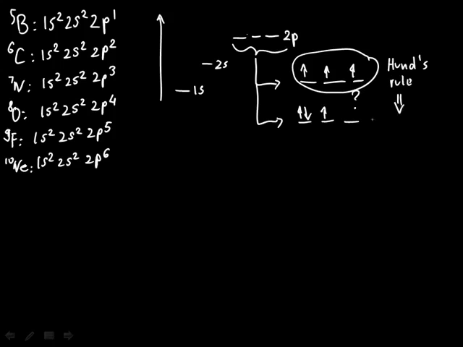which says that in filling up these electronic orbitals, we should maximize multiplicity. And multiplicity is simply the number of unpaired electrons. Now we should maximize multiplicity only within the orbitals of the same energy. If orbitals have different energy, then we fill up the lower ones first and then go to the higher.